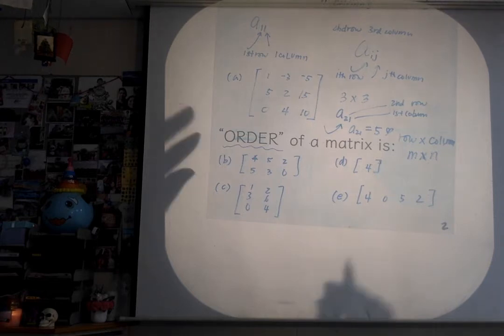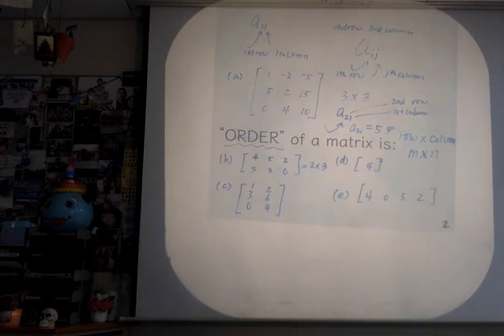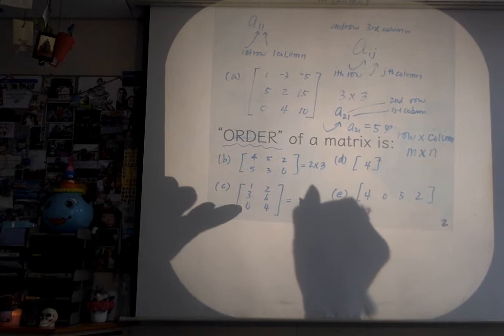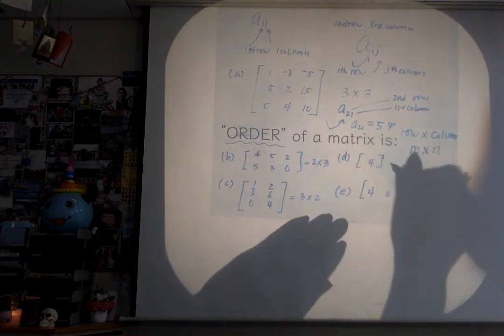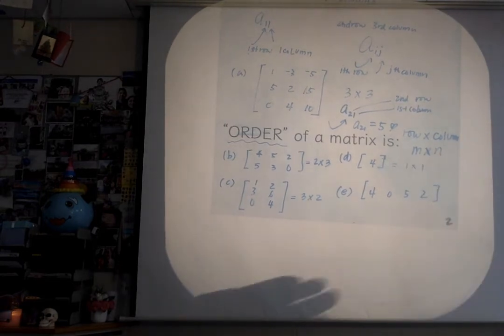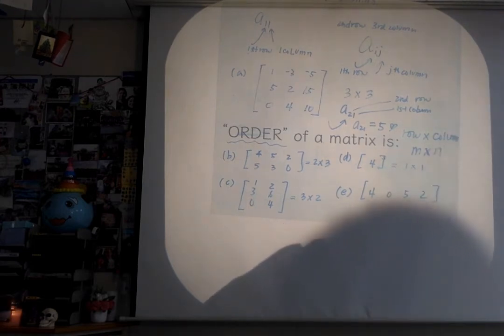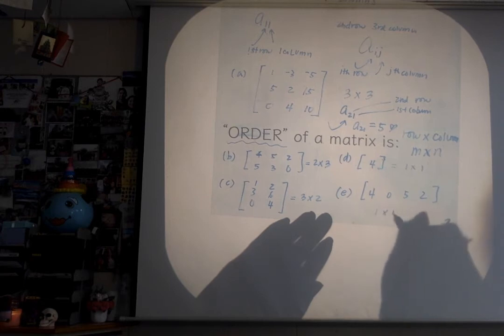Okay, are you ready? Did you write the order is 2 by 3? 2 rows, 3 columns, right? Did you say this one is 3 by 2? You're right, 3 rows, 2 columns. How about this one here? You're right, it's 1 by 1, 1 row, 1 column. How about this one here? How many rows? 1 row and 4 columns.